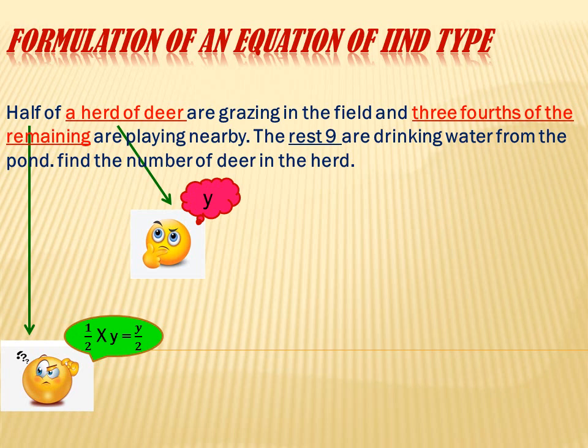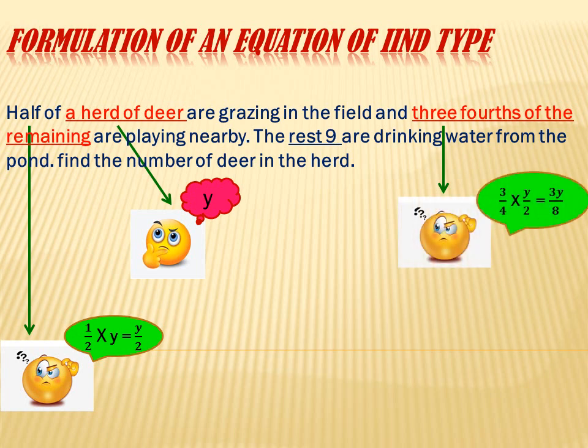3/4 of the remaining. Now student, 3/4 means 3 by 4. Of again means multiply, 3 by 4 into remaining. Now here this is the interesting part, remaining. Now student, if half of the deer are grazing, how many are left behind? Yes, you guessed right, and that is half. So 3/4 into y by 2, since half of the deer was there, so y by 2. Now that will give you 3y by 8.